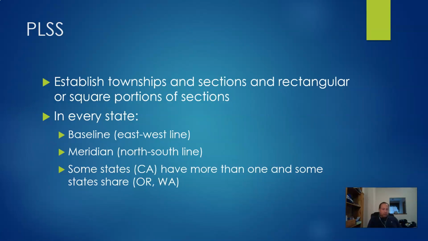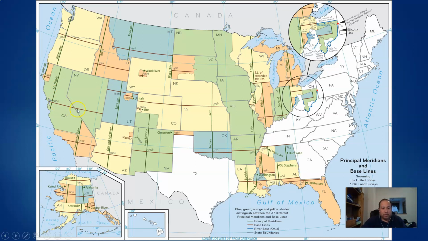So how does the system work? How do we figure everything out? Well, what it does is it still goes off the basic same ideas of a geographic coordinate system, where everything is based off that Cartesian coordinate plane. So what they did was they established townships and sections and rectangular or square portions of sections, and they did that in every state. So every state has baselines, which are the east to west lines, and they have meridians, which are the north to south lines, and then some states have more than one, or some states share one. So if we go back here, you can see California, we've got 2 baselines, but we have 3 meridians in the state. And you can see what they're talking about here. Oregon and Washington are sharing a meridian and a baseline.